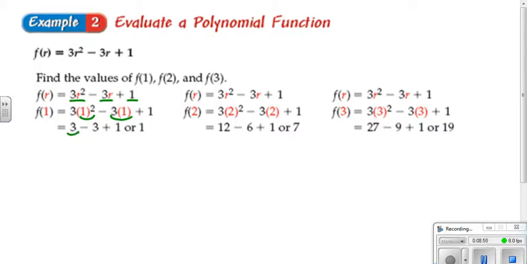That's where that piece comes from. Actually, I'm going to use this purple color. Right here, 3 times 1 is just 3, and we have the plus 1. 3 minus 3 cancels out, so we are just left with 1.